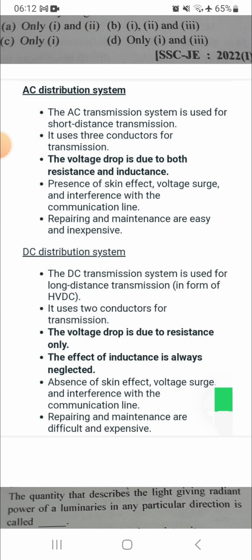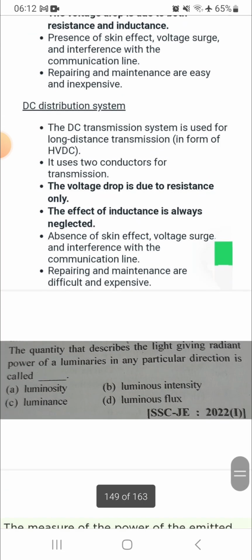DC distribution system, the DC transmission system, is used for long distance transmission in the form of AC to DC. It uses two conductors for transmission. The voltage drop is due to the resistance only. The effect of the inductance is always neglected. There is absence of the skin effect, voltage surge and interference with the communication line. Repair and maintenance are difficult and expensive.